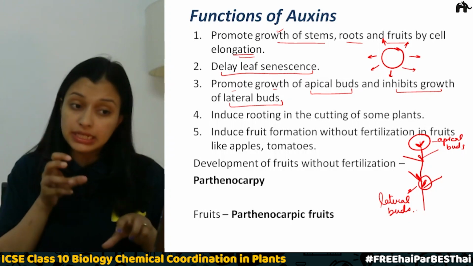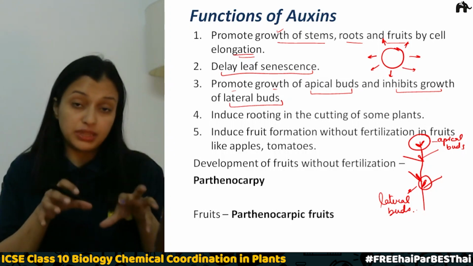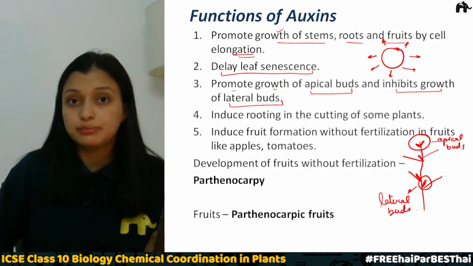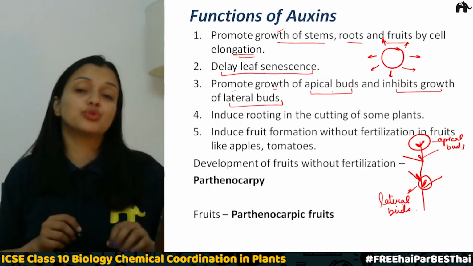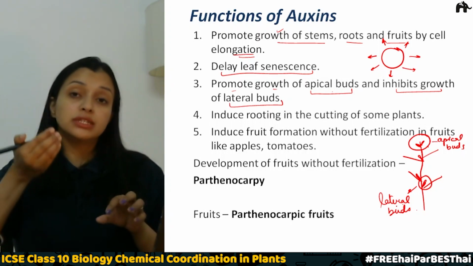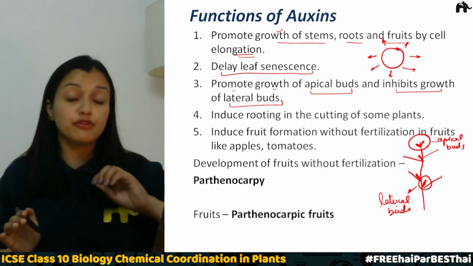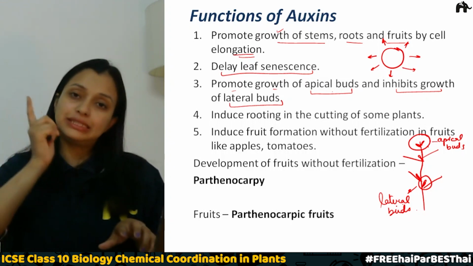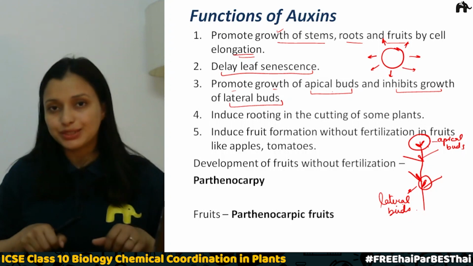Right, in the presence of auxins, they promote the growth of these apical buds and they inhibit the growth of lateral buds. So when there is an apical bud present, the growth in the lateral buds will be inhibited. If you want the lateral bud to grow, you will have to remove the apical bud, then only the lateral bud will start growing.